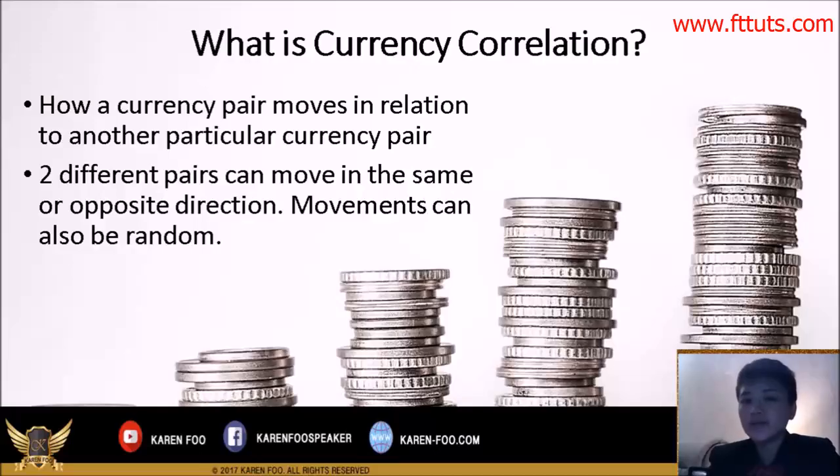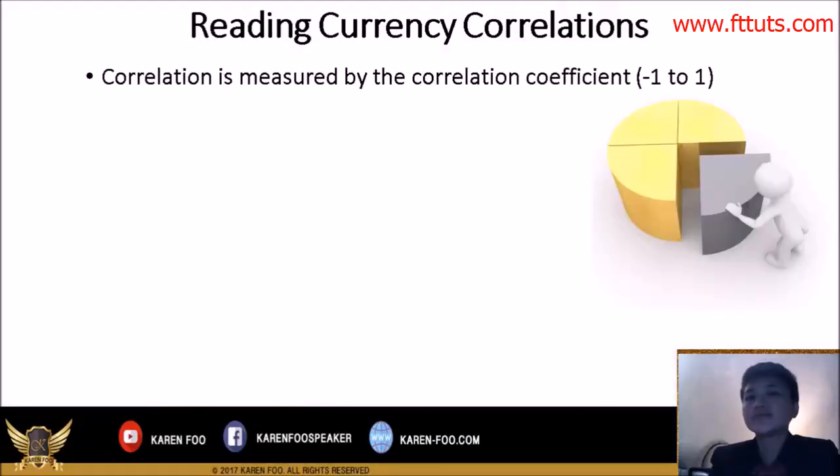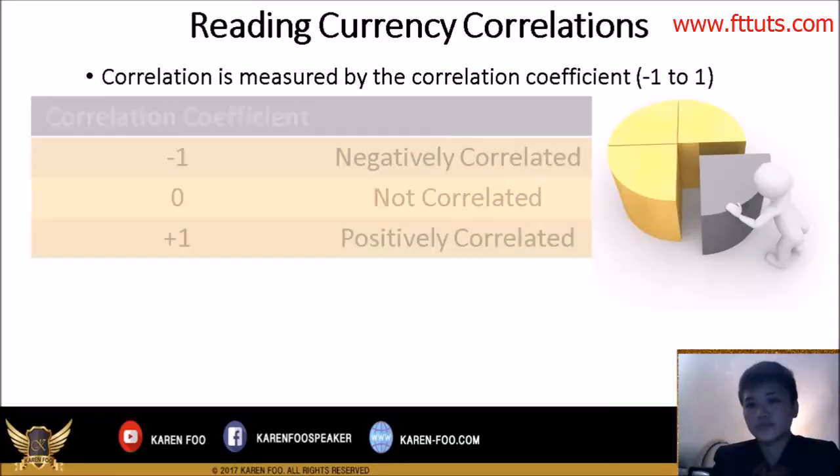So two different pairs can move in the same direction or opposite directions, and the movements can also be random. Now, how is currency correlation measured? Currency correlation is quoted between -1 and 1. It can be 0.5, 0.6, 0.8.